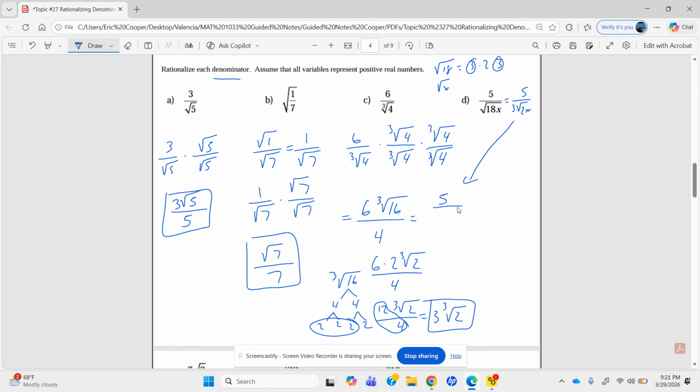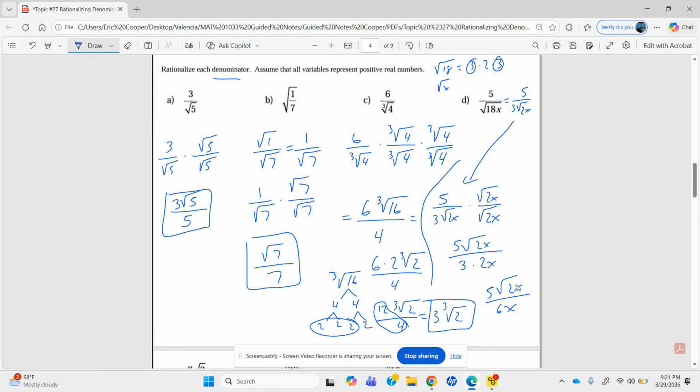Now I'm going to multiply it by its radical on the bottom. And I only have a 2x here, so I'm going to multiply both the top and the bottom by the square root of 2x. 5 times square root of 2x is 5 square root of 2x. On the bottom we have 3 times square root of 2x after the radical goes away. And then 3 times 2x gives me 6x.